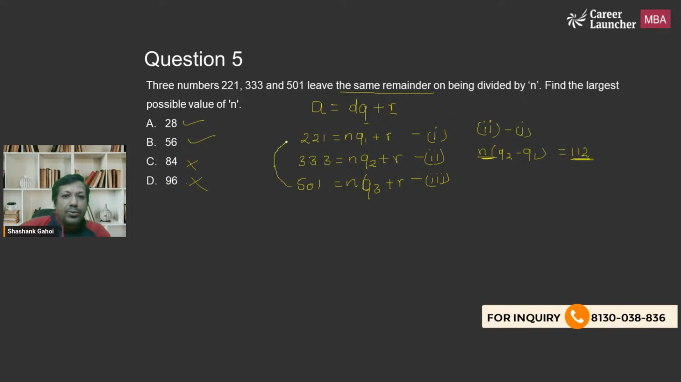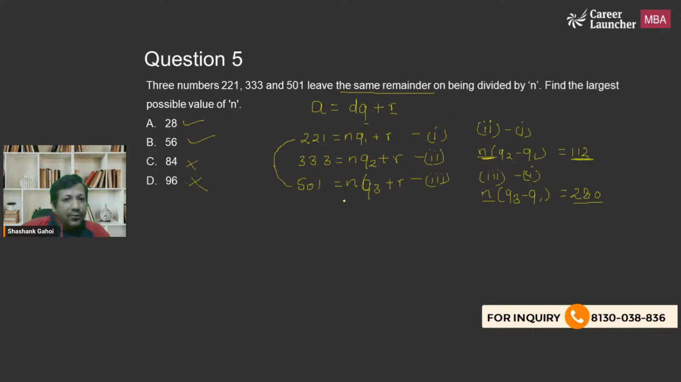So I'm going to do 3 minus 1. If I do 3 minus 1, I am going to get n times (Q3 minus Q1), and that is equal to 280. It means again n is a factor of 280. So again it is satisfied in the case of 28 and 56. So the largest number is 56.